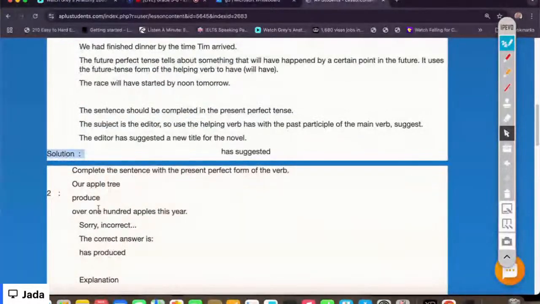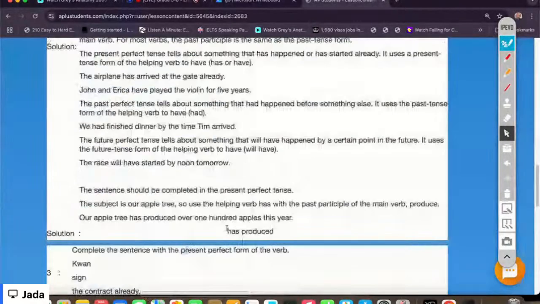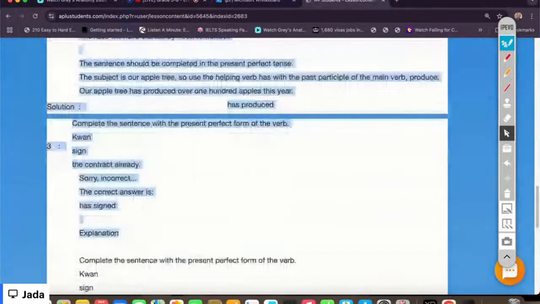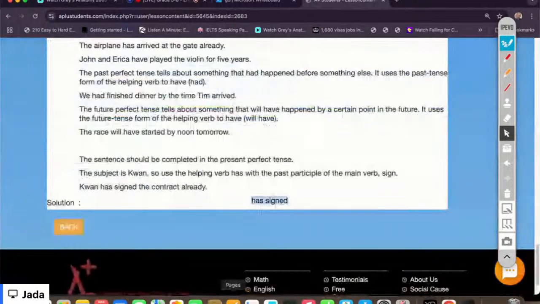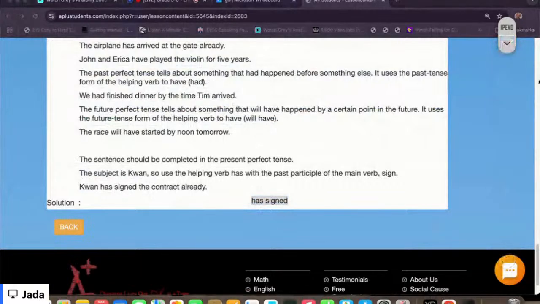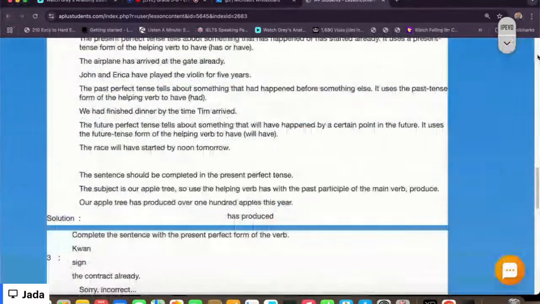Our apple tree produced over 100 apples this year. Has produced. Okay? So remember that we have to include the past perfect tense, present perfect tense, and future perfect tense. Kwan signed the contract already. Has signed the contract already. Okay? So we'll move into the test and you can share your answers with me.